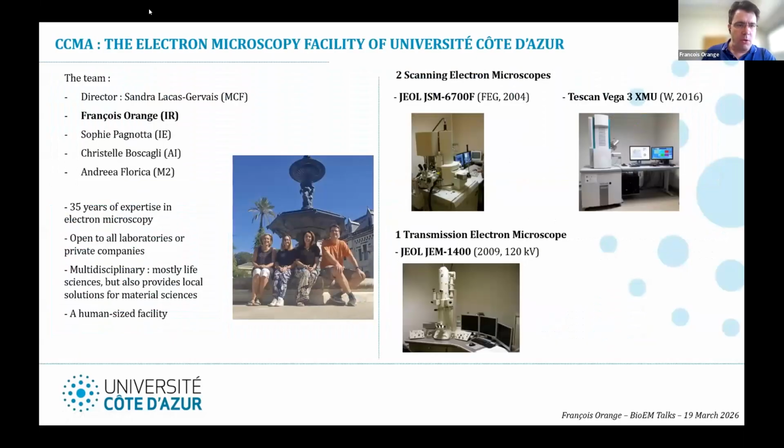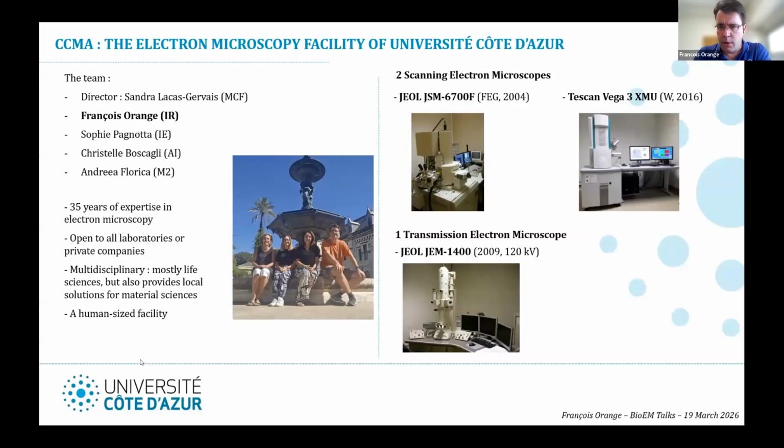So here is our team. We're 5 people among the team. It's a picture where only 4 of us are shown because Andrea just joined us recently. We didn't take another picture yet. So we have more than 35 years of expertise in electron microscopy. We're open to everyone, laboratories and private companies. And we are multidisciplinary. We work mostly on life sciences, but we also provide local solutions for material sciences.